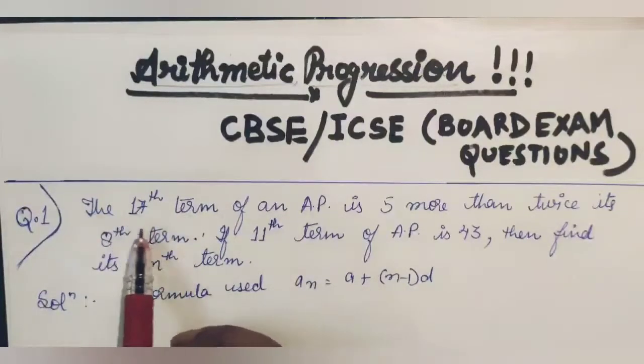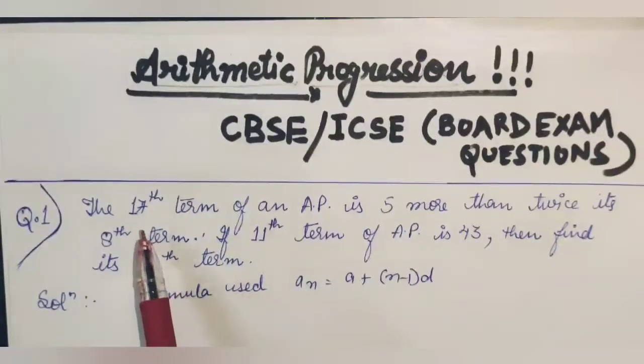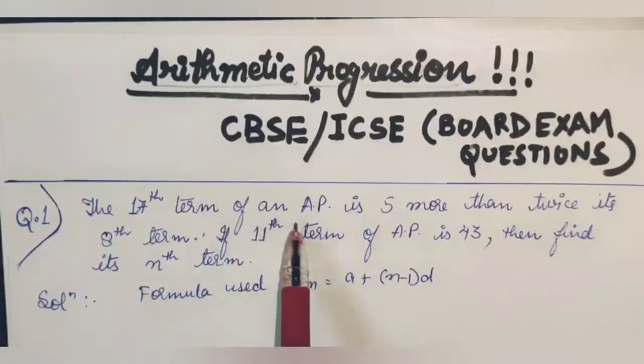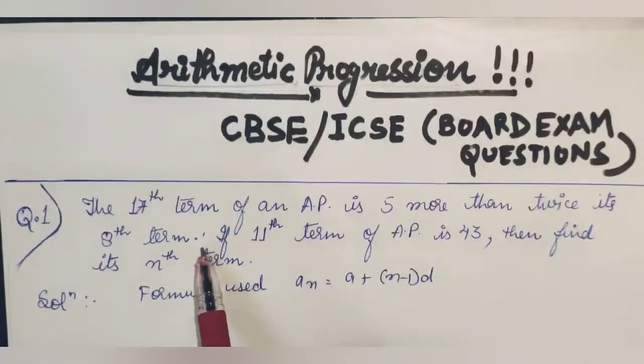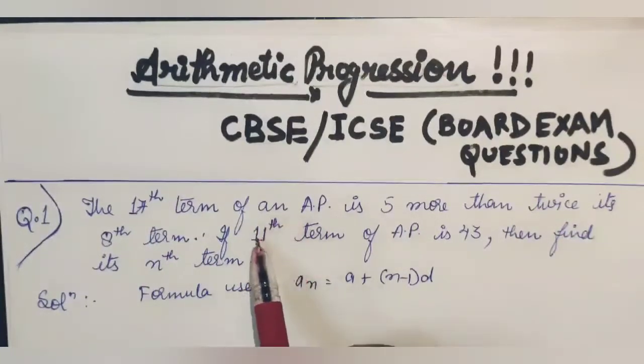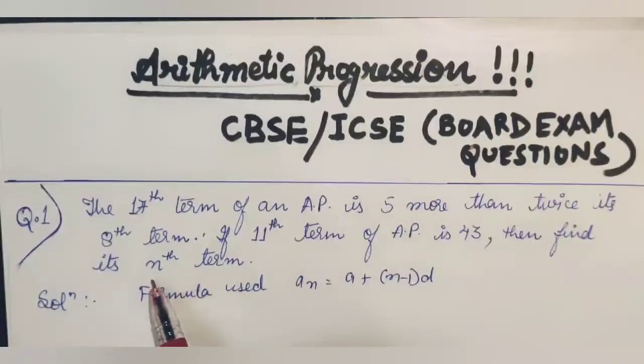You can see the question has been written here. The question says the 17th term of an AP is 5 more than twice its 8th term. Also the 11th term of the AP is 43. You have to find the nth term.